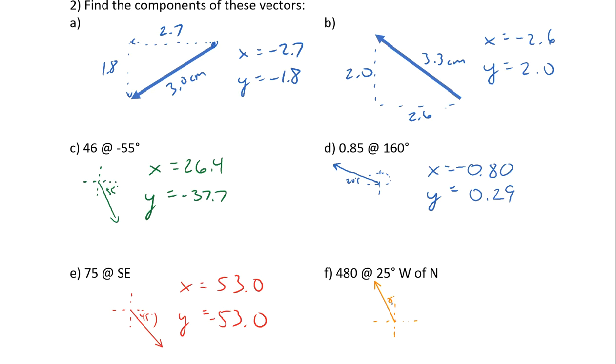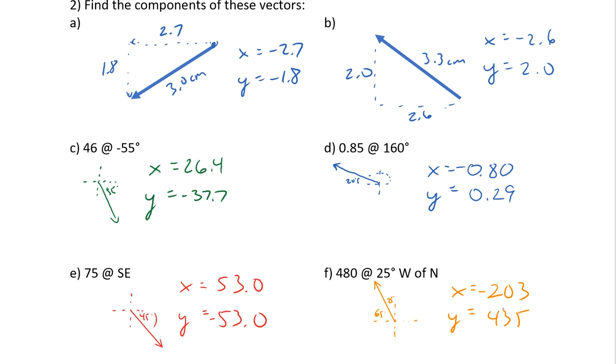I wouldn't really want to use the 25. I like to use my angles from the x-axis, so I would instead use the 65. So I'm going to do 480 cos 65 and 480 sine 65. So if I do 480 cos of 65, I get around 203. And if I do 480 sine of 65, I get a y component of 435. It is going to the left, so my x component should be negative, and it is going up, so my 435 is fine from the y component.